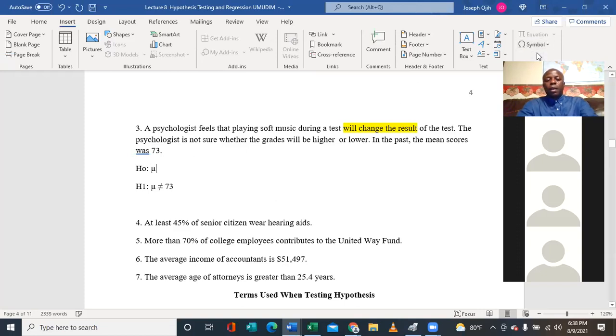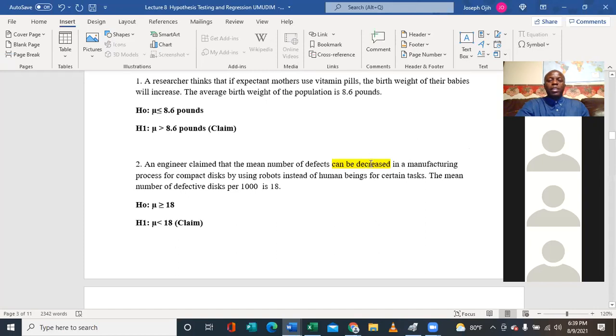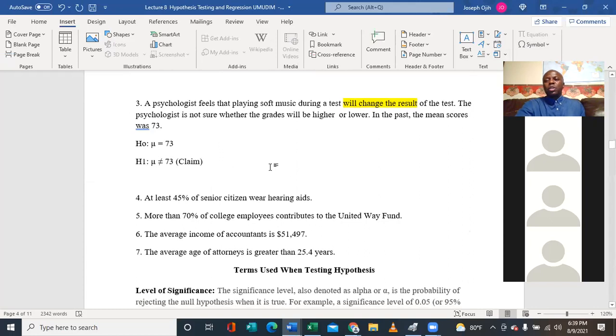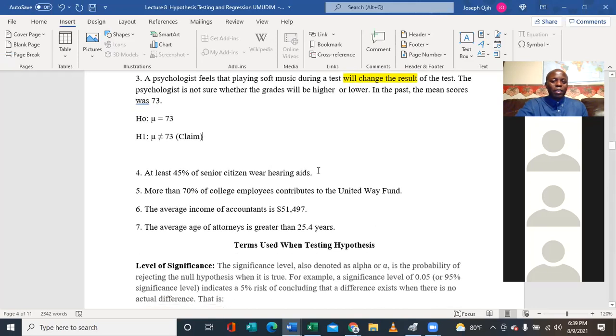Mean average score equal to 73. So which one would be the claim? Well, the claim will be in the alternative here. So how do we know what the claim is? Because here, see what I highlighted? That he will change the result. Yeah, it can be decreased. See? Right. At first it is confusing, but when we do many examples, you start getting it more. I got you.